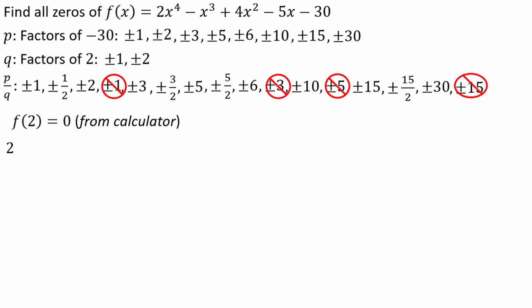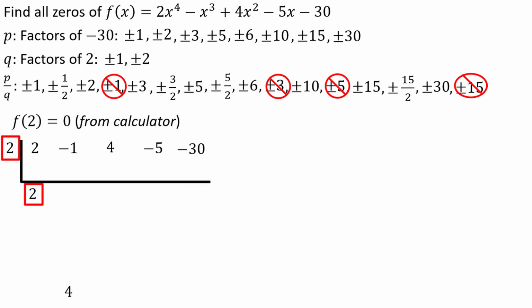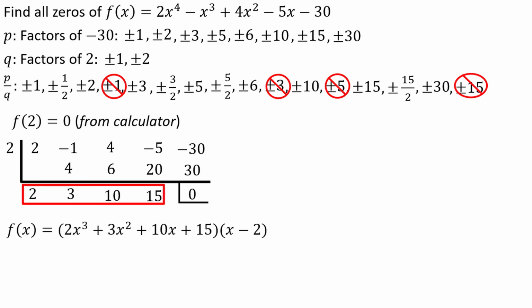We have 2 out to the side, and the coefficients of 2, -1, 4, -5, and -30. Bringing down the 2, we have 2 times 2, which is 4. -1 plus 4 is 3. 3 times 2 is 6. 4 plus 6 is 10. 10 times 2 is 20. -5 plus 20 is 15. 15 times 2 is 30. -30 plus 30 is the remainder of 0, which we were expecting. We can factor as 2x to the 3rd plus 3x squared plus 10x plus 15 times x minus 2.